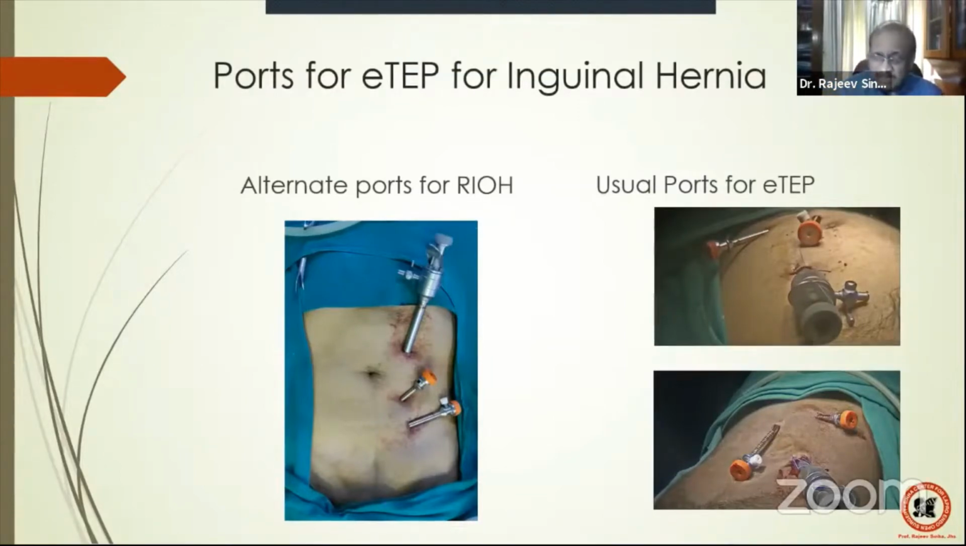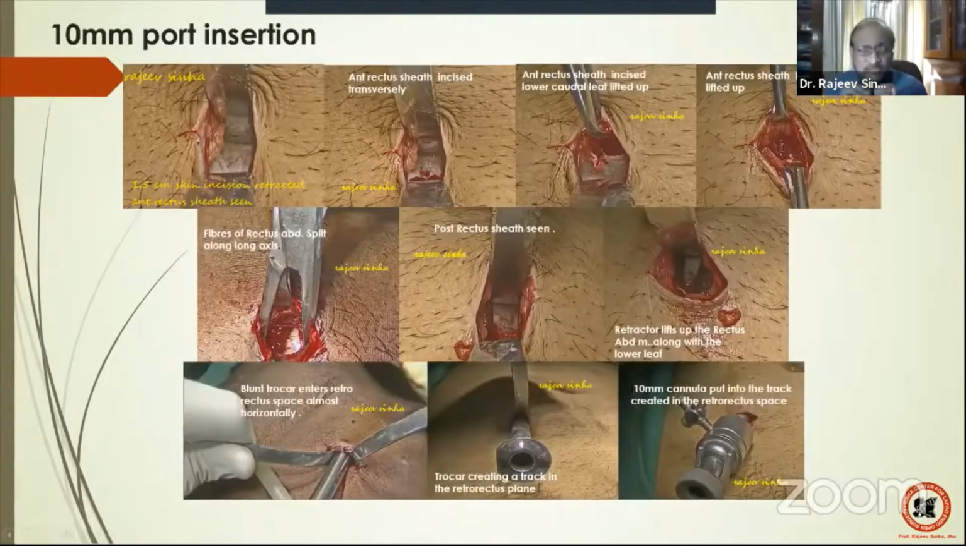So that doesn't mean E-TEP repair has to be done always with an umbilical port. This is the usual. See the umbilicus? That's the umbilicus, the 10 millimeter port, the umbilical port, and that is the left iliac fossa port. So that is the usual. But it is not necessary to have that. You can also do it with an alternative position. Is that clear?